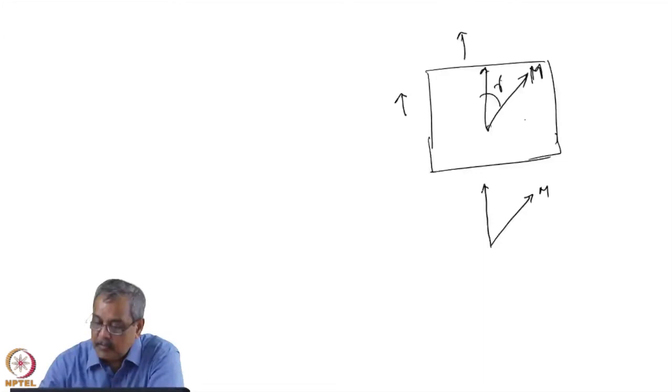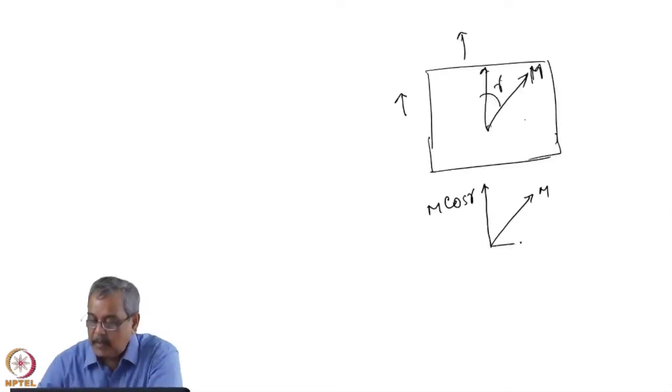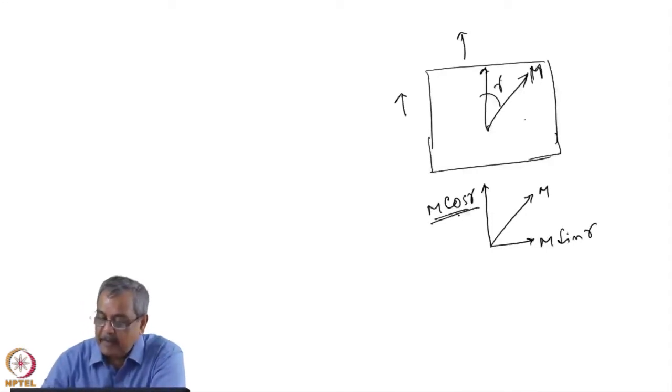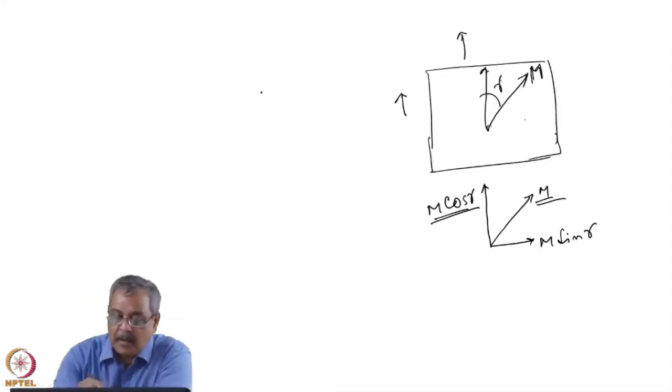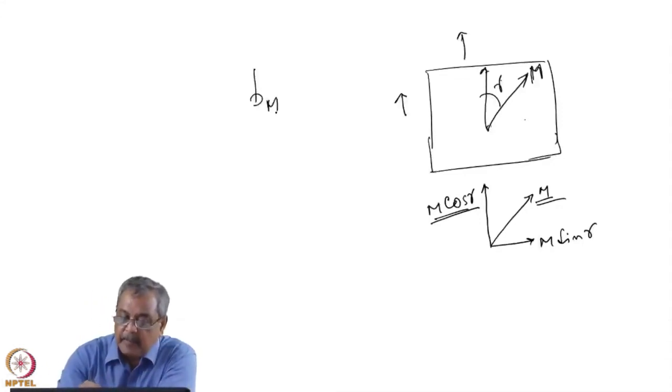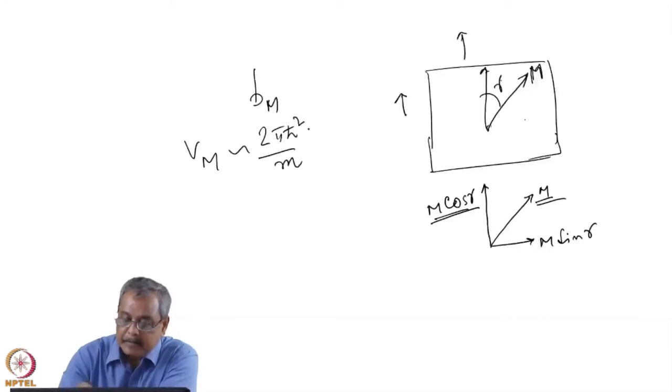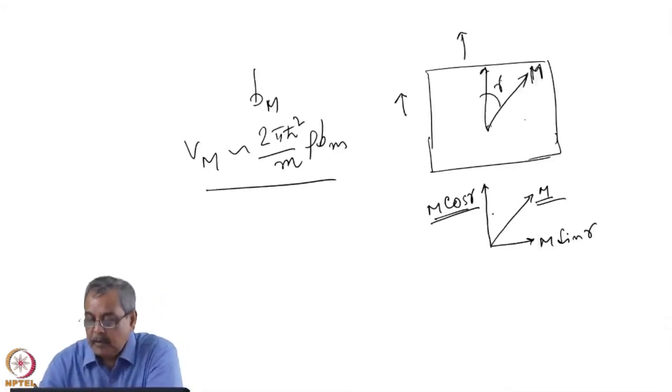One is M cos gamma and one is M sin gamma. And this M comes from the magnetic scattering length BM. So VM can be written in terms of that, which we know. But now, because it is at an angle, there are two components: one is M cos gamma, one is M sin gamma.